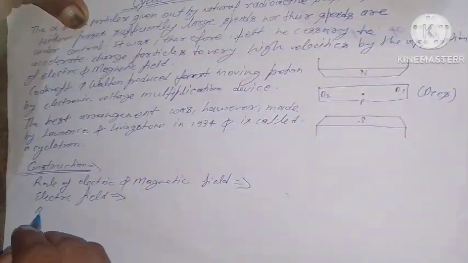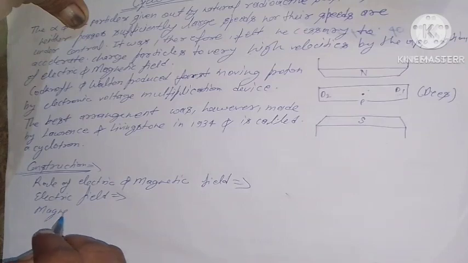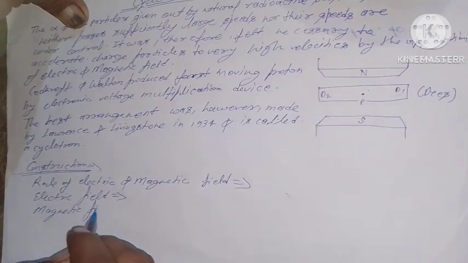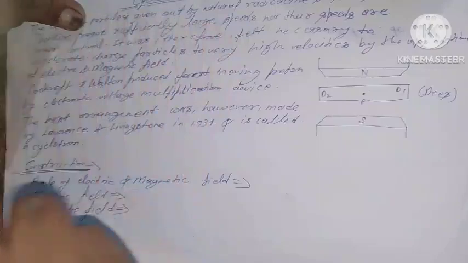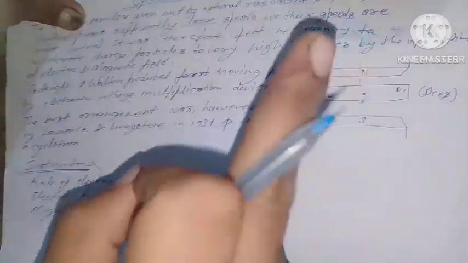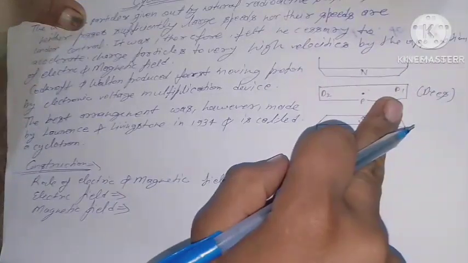Magnetic field. The primary function of the magnetic field is to move the charged particles into a semicircular path within the dee.